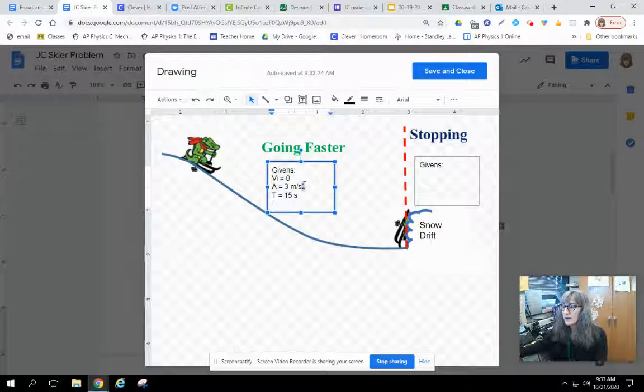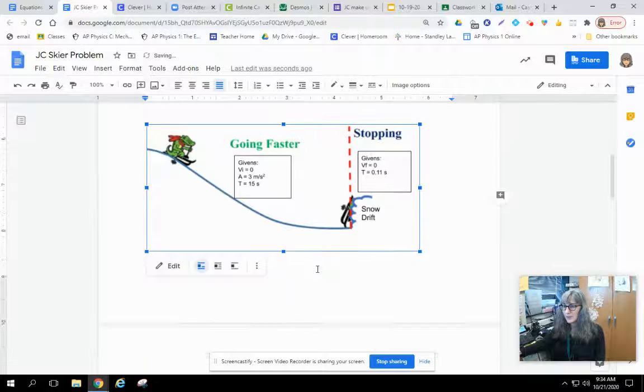To get a squared, formatting-wise, that's a control period. And if it stays up in that superscript mode, you can hit control period again, and it will undo the superscript. So then the givens for the stopping part: we know that she's going to come to a stop, so VF is going to be equal to 0. VF is 0 at the end. And we know that it takes her only 0.11 seconds to come to a stop. That's all I know at this point. So we save and close, and now those are labeled on our diagram.